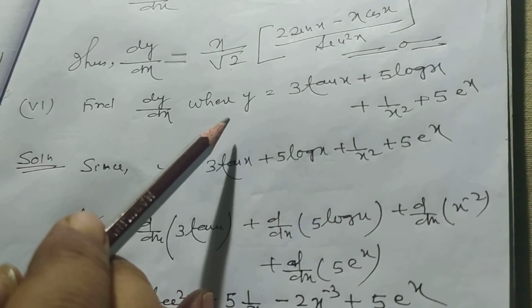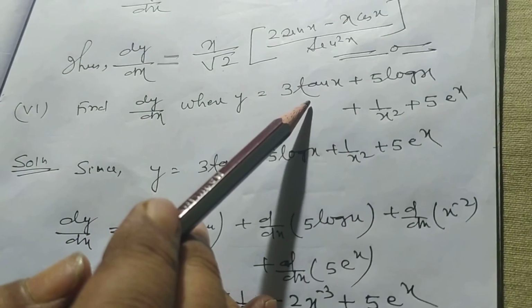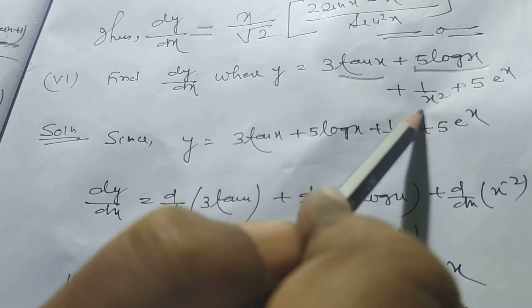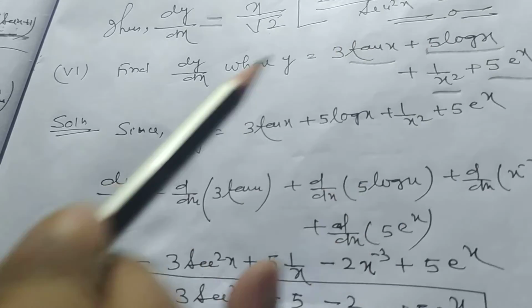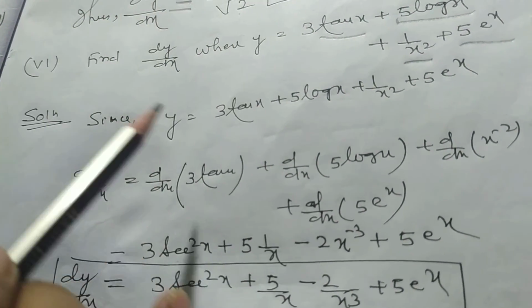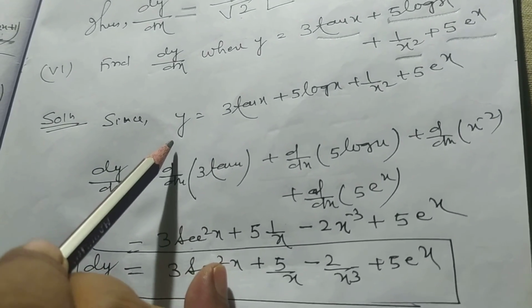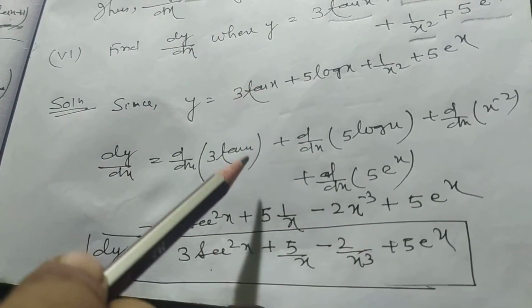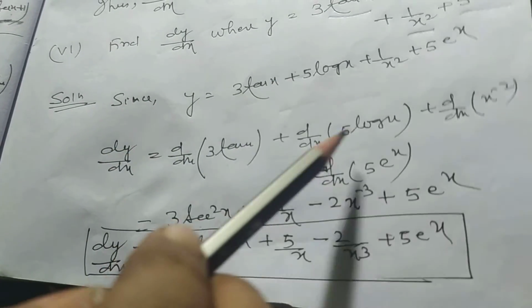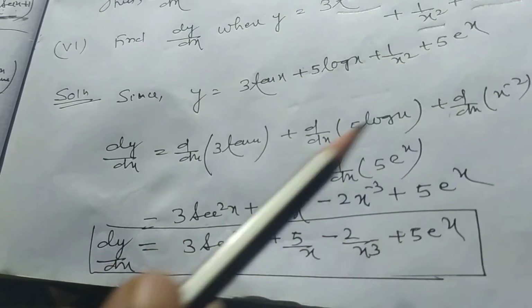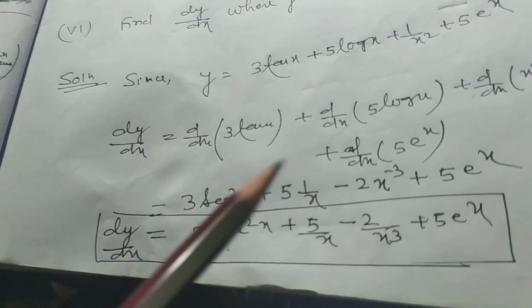Find dy by dx, where y is equal to 3 tan x plus 5 log x plus 1 by x square plus 5 into e to the power x. So this is a combination of many terms. Here we apply dy by dx is equal to dy by dx of 3 tan x plus dy by dx of 5 log x plus dy by dx of x to the power minus 2 plus dy by dx of 5 into e to the power x.